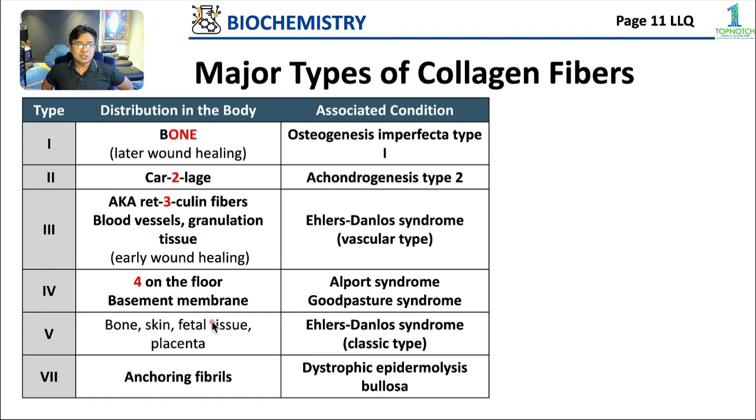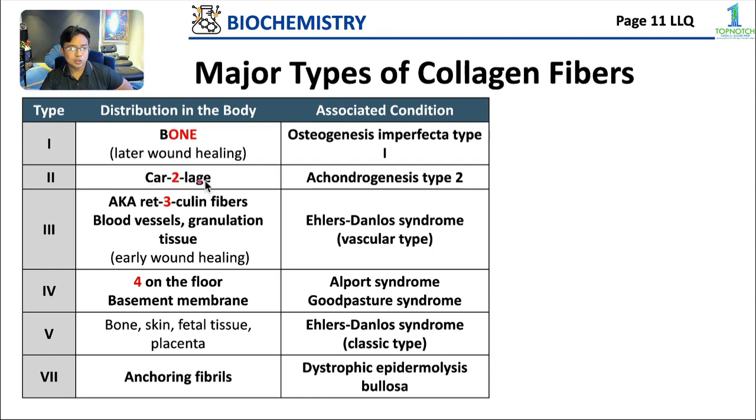Now, collagen fibers are very important. They're the most predominant protein in the body. Okay, ang kanyang pinakamarami is your type 1. And type 1 is the one seen in bones. Okay? So, kita yan sa ating mga osteogenesis imperfecta patients. Siya pinaka-problema dyan. Type 2 is mainly seen in the cartilages.